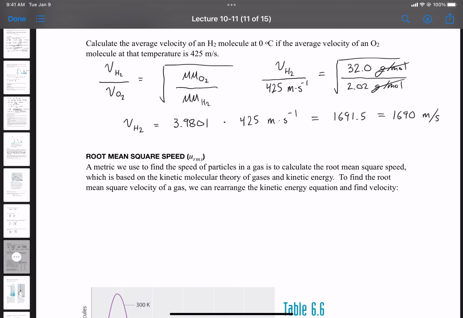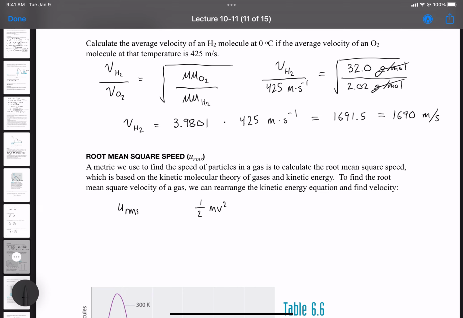So usually we have a u sign, a u sign for speed, root mean squared. So we can rearrange the kinetic energy equation, right? So we know that it should equal 1/2 mv squared. And if we solve for v here, we can actually rearrange this equation and solve for v.